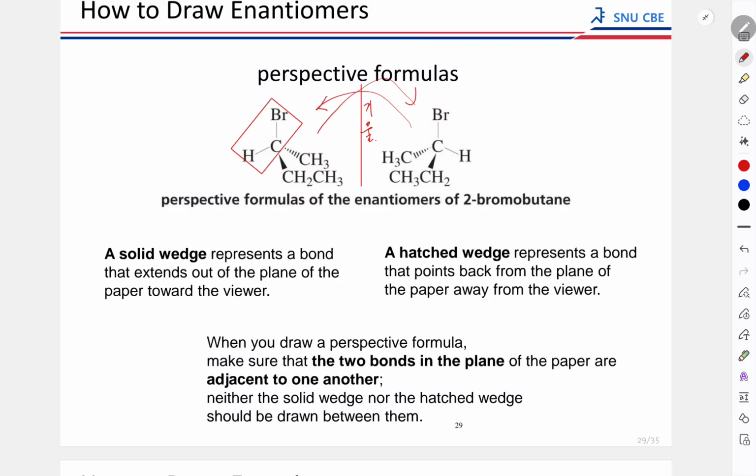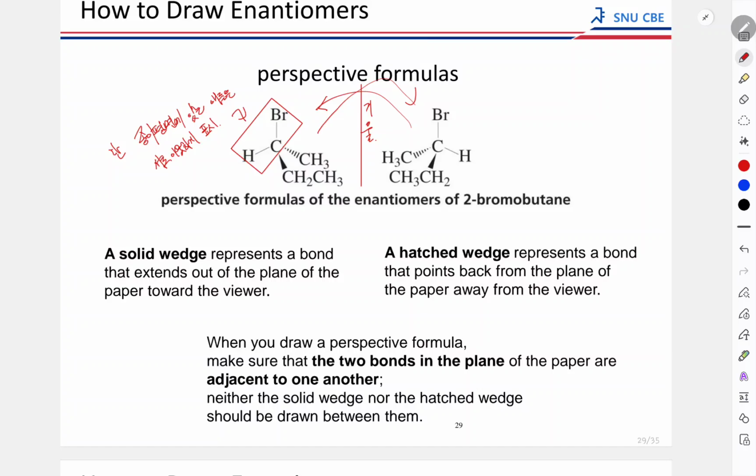Right? You cannot draw, for instance, like this. This is not allowed for the perspective formula. You have to locate these 2 on the adjacent side. Or you can also think about it this way. These 2 have to be sitting next to each other. These are not allowed. Okay? That's what this statement is all about. So neither the solid wedge nor the half wedge should be drawn between them. This is not allowed.